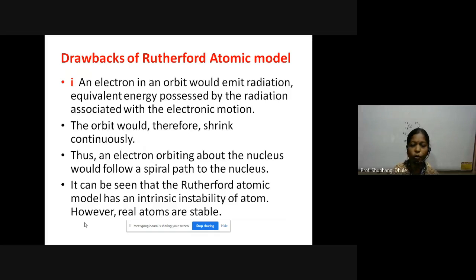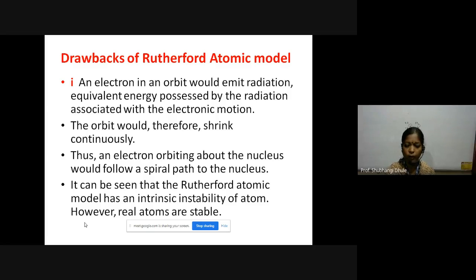What is meant by drawbacks? Drawbacks means these are the points which cannot be explained by this model. This model failed to explain certain points. These are called the drawbacks. So what are the drawbacks of Rutherford's atomic model?